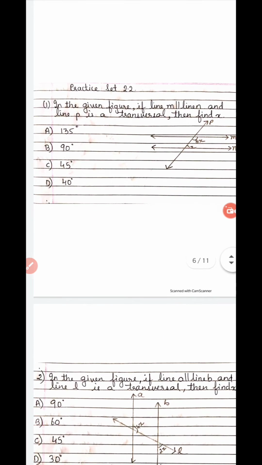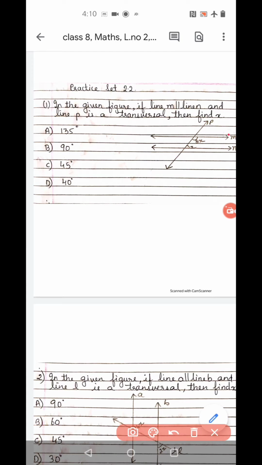Now this is practice set 2.2. It's very simple, very easy to learn. Let's learn this. In the given figure, if line M is parallel to line N and line P is a transversal, you can see these two lines, M and N, and line P is a transversal. Inside you can see 3x and x. These are the two angles, 3x and x. Now we have to find out x.